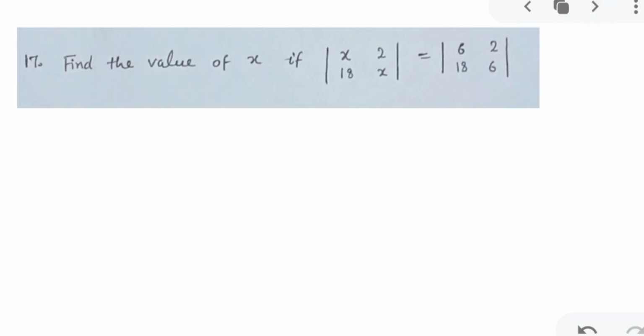Now, we'll move to question number 17. What is there in question number 17? Question number 17 is: find the value of x. We have to find the value of x if two determinants are given. This is not a matrix. Okay, don't confuse it with the matrix. This is not a matrix. The determinant of this is equal to the determinant of this.